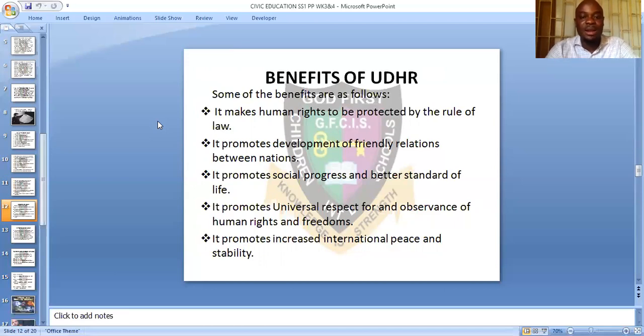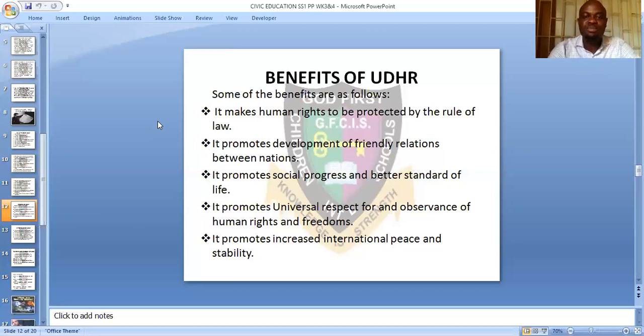Another benefit is that it promotes development of friendly relations among nations. Since all the nations of the world are attached to this particular right, the Universal Declaration of Human Rights, this right is obtainable all over the world. It is not just about Nigeria alone, and it also brings about development of friendly relations, so the nations can come together about this particular right, and it creates a friendly relationship among nations of the world.